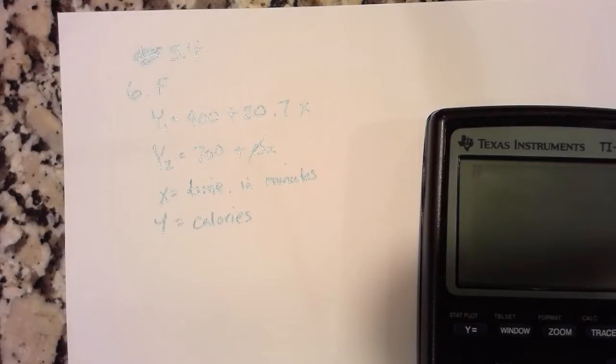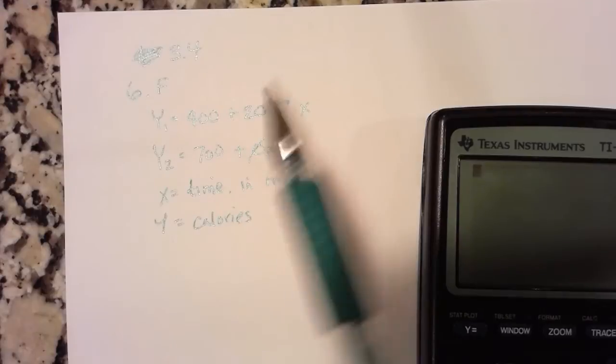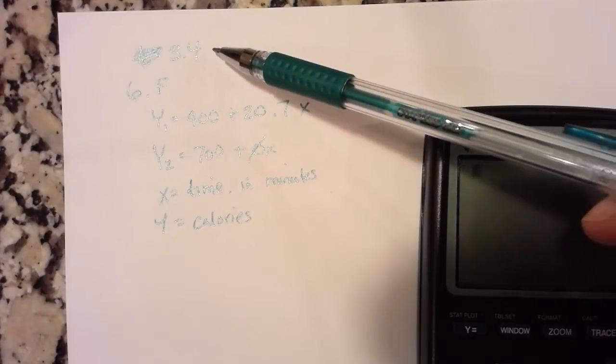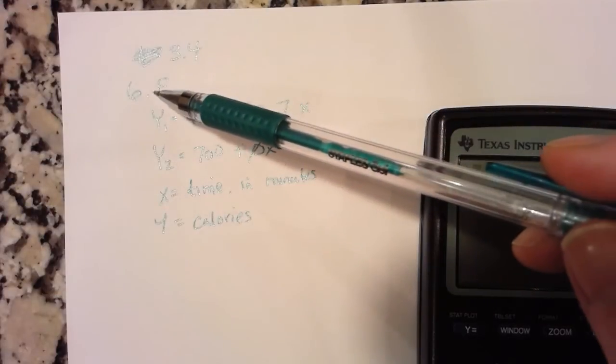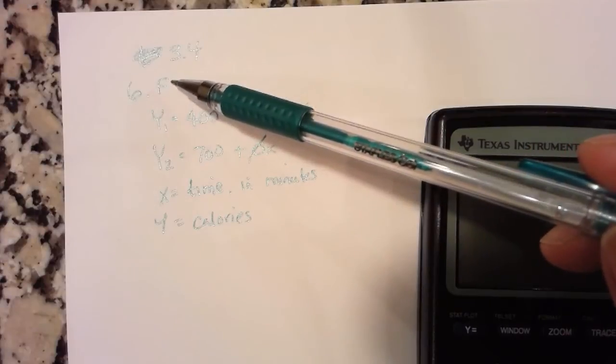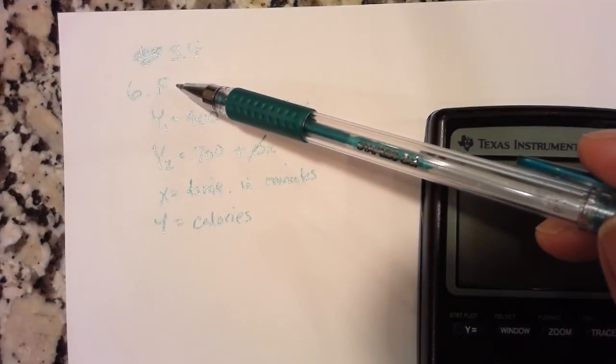So here's the homework help for Honors Algebra section 3.4, problem number 6, F. The rest of number 6 you could do without your calculator.